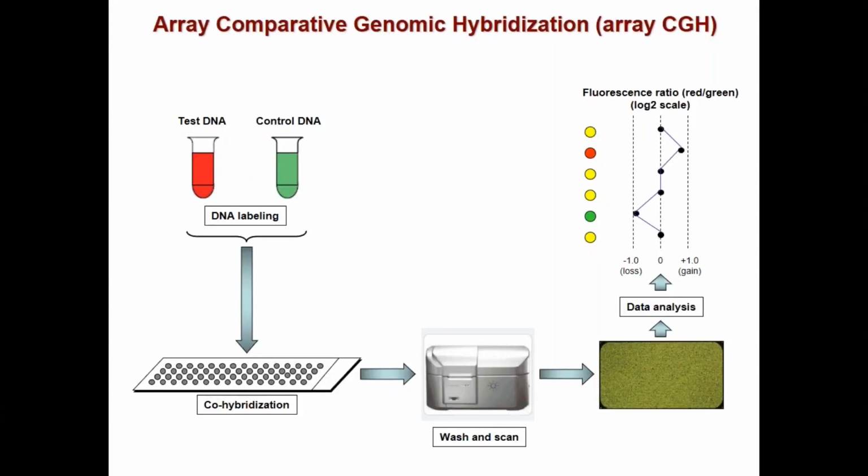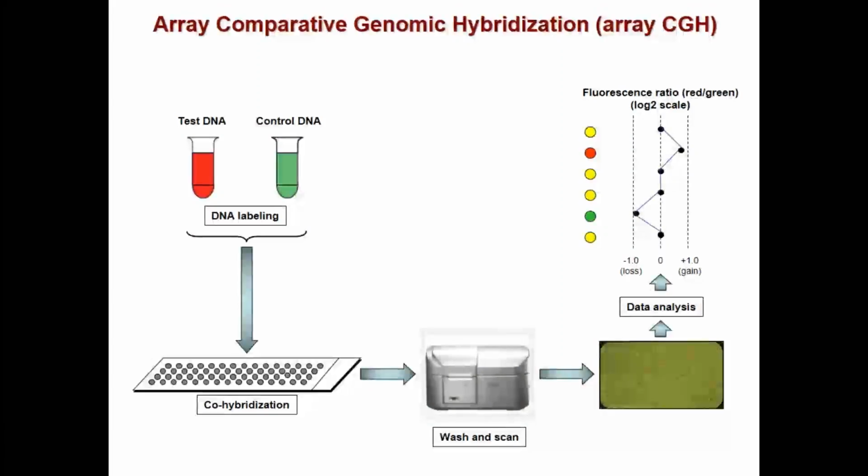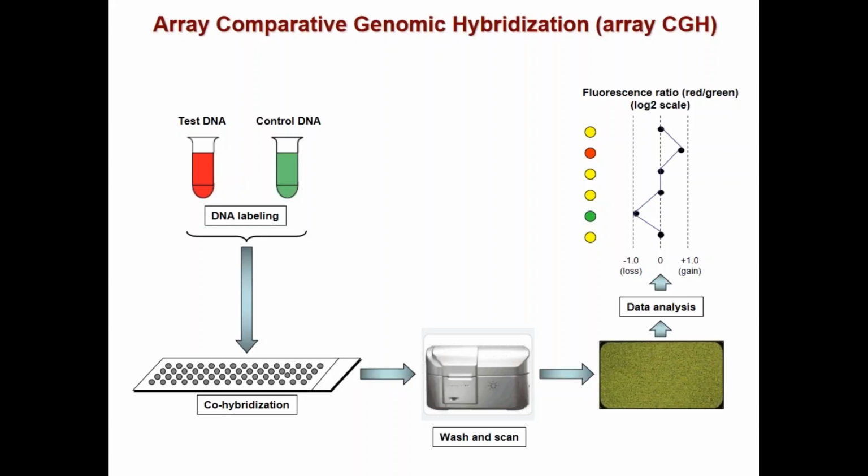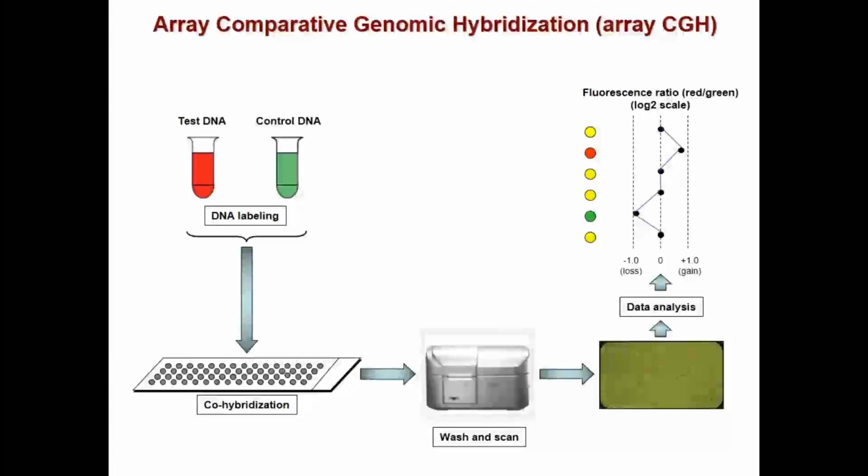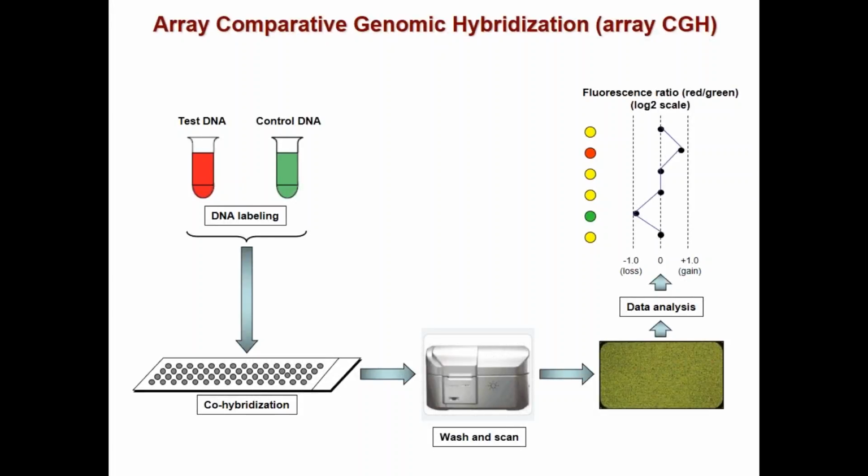It all depends on labeling your patient DNA with one fluorophore, in this case a red fluorescent dye, and your control DNA with another fluorescent dye which is green. You mix these two together in equal quantities and hybridize them to an array. Now the array will contain thousands of spots. Each spot is an oligo representing a piece of the human genome. Within the borders of these spots, you have hundreds of these oligos, but the oligo sequence is the same.